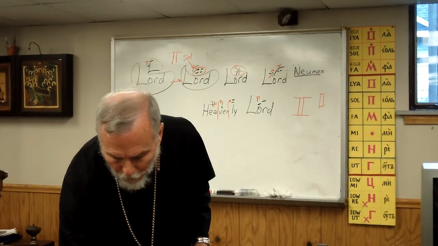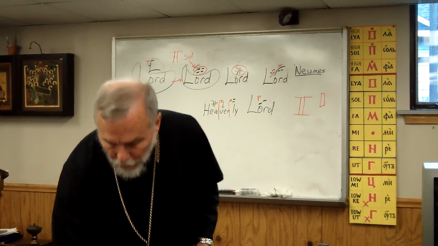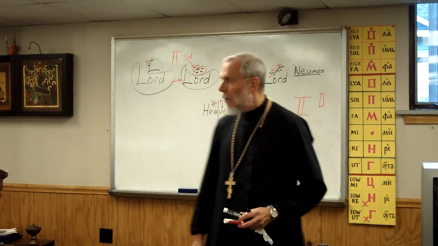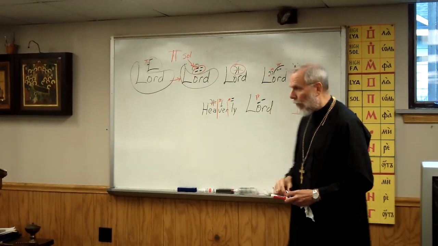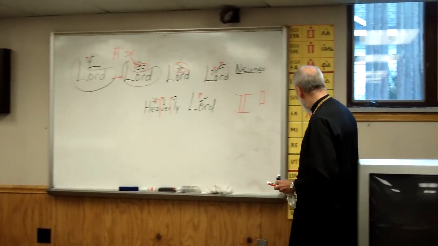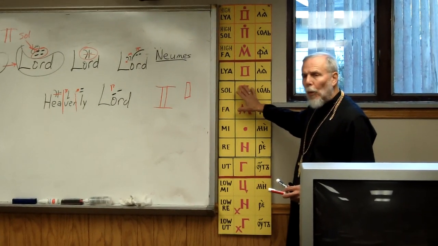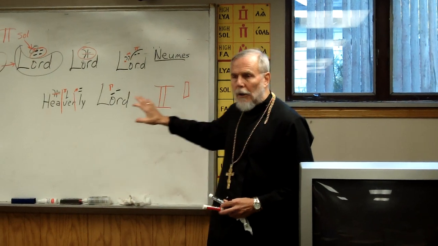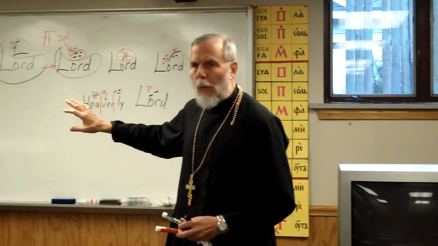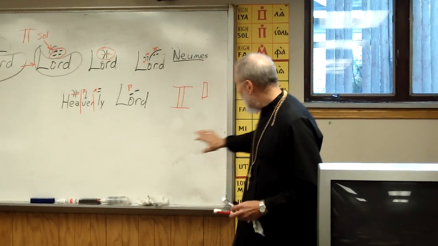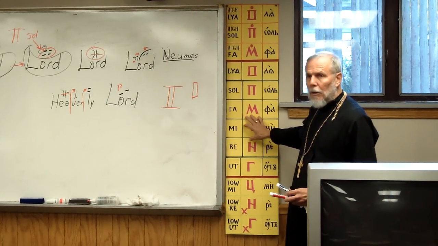So if you open the page, you will see the first thing in here is that scale. It's called the gamut in Russian, or Slavonic, but it's the scale. So we want to recognize this is ut, re, mi, fa, sol, la. The overwhelming majority of what we sing is in this regular scale.